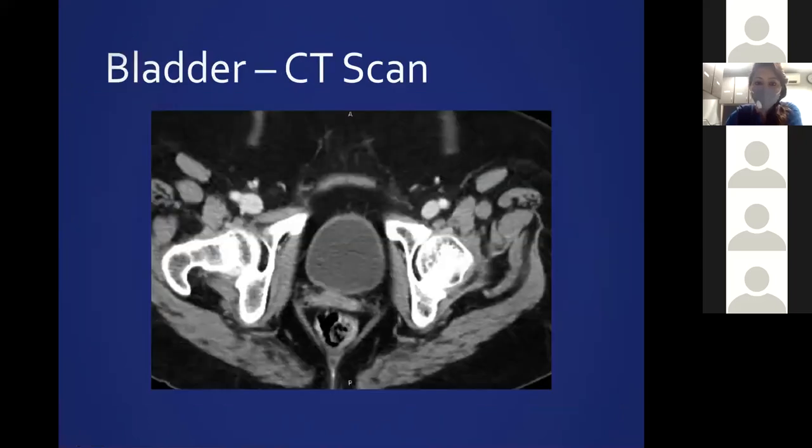Now the bladder scan. Here you can see this is the normal urinary bladder, well appreciated on the CT scan. These are the acetabuli, head of the femur. This is the axial scan. Posteriorly, you can see the rectum.